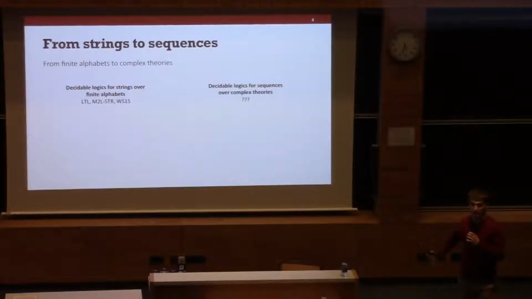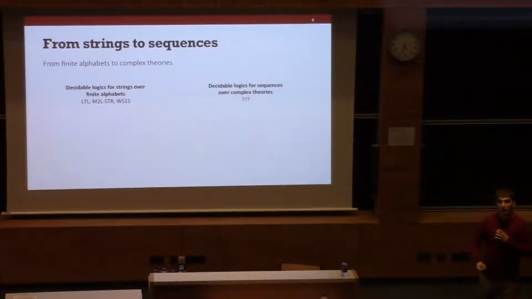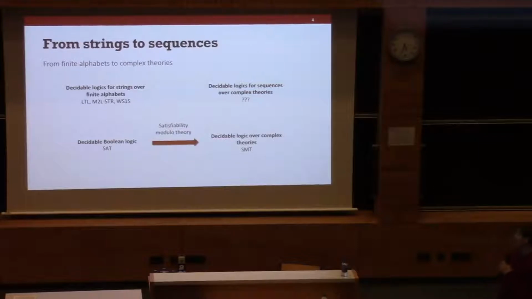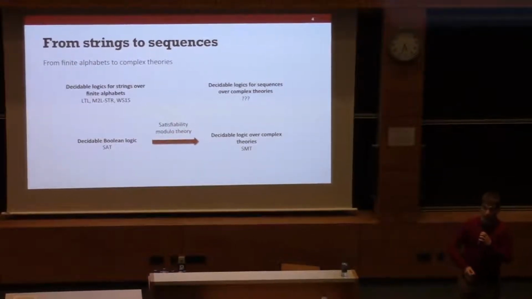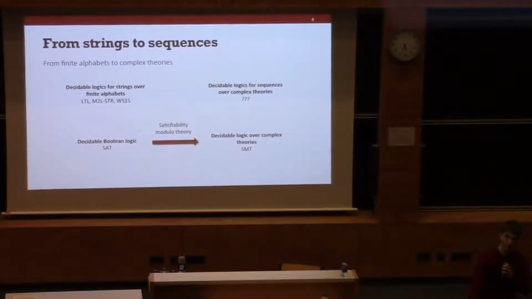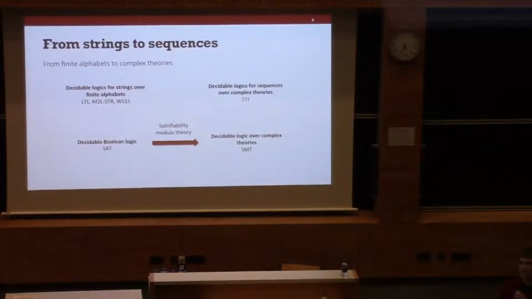There are very good logics for strings, which I consider to be essentially sequences over a finite alphabet. But there are no good decidable logics for describing sequences over arbitrarily complex theories, like the linear integer arithmetic we just saw. And one beautiful thing that happened a few years ago was that some people had this brilliant idea that you can take propositional logic and make it modulo theory by integrating as atomic predicates arbitrary complex theories that you want to use. And this kind of changed the game because we were suddenly able to combine things together and have very powerful logics. And they also gave us a way to solve such logics.